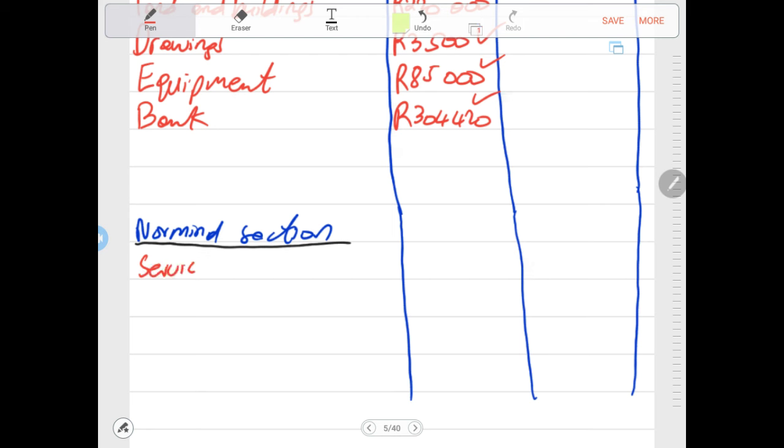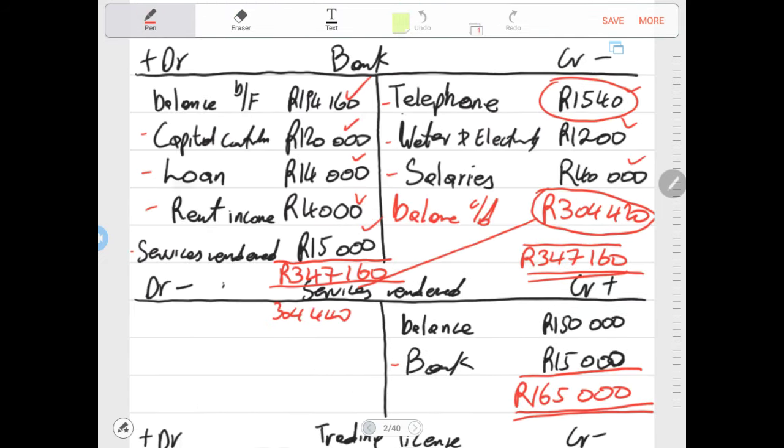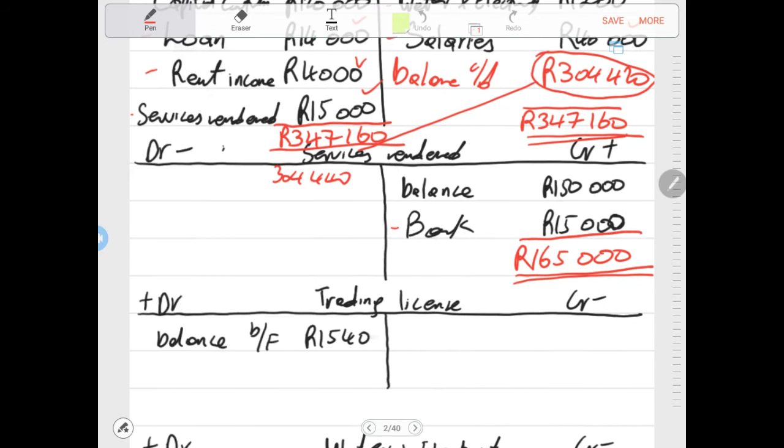So we say services rendered. The total of the bigger side is the credit side of 165,000 rands. Very easy. Just the total recorded based on which side is bigger.